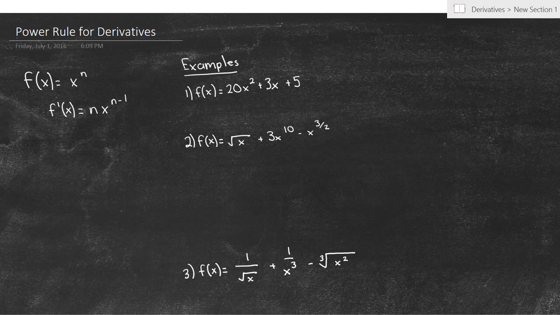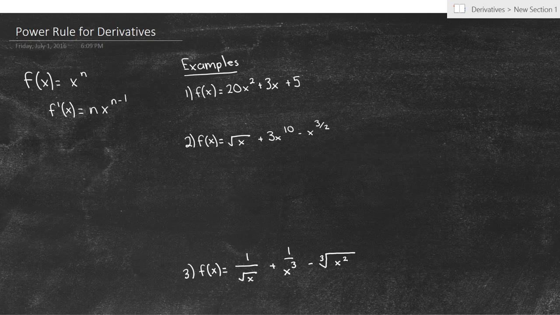So what it says is if we have f of x equals x to the n, so just x raised to some exponent, an example would be x squared, then f prime of x will equal n times x to the n minus 1. So what this means is we take the exponent, we bring it to the front, we leave the x alone, and then we just reduce the exponent by 1.